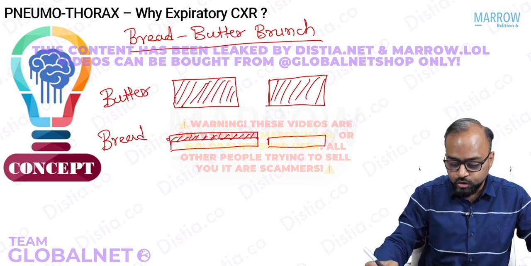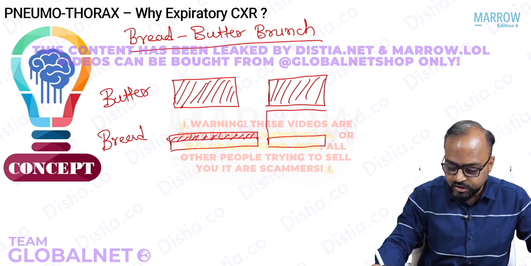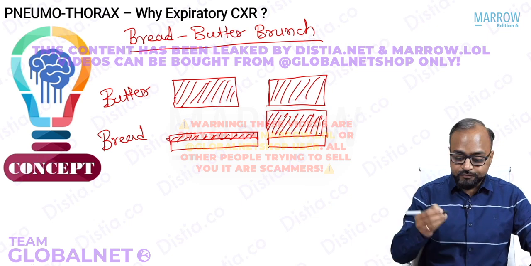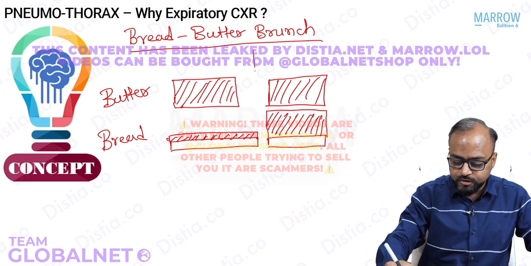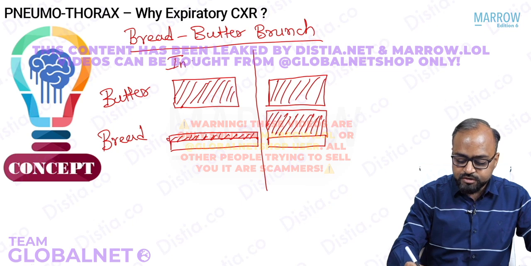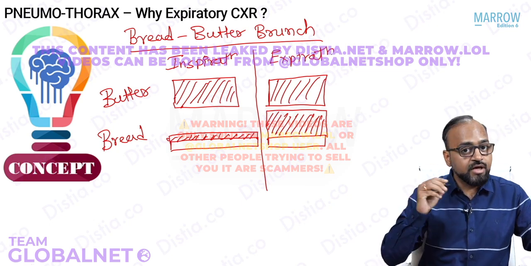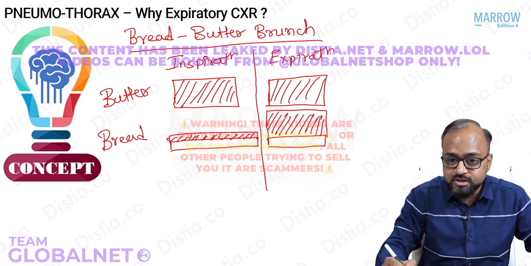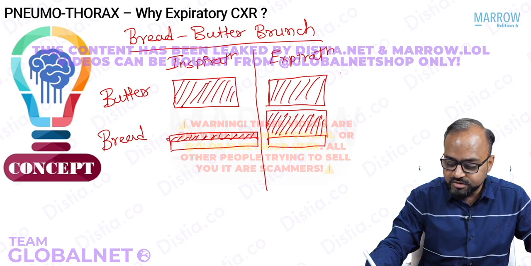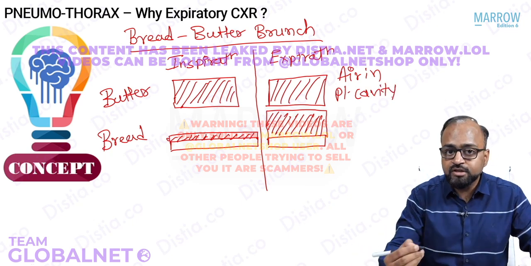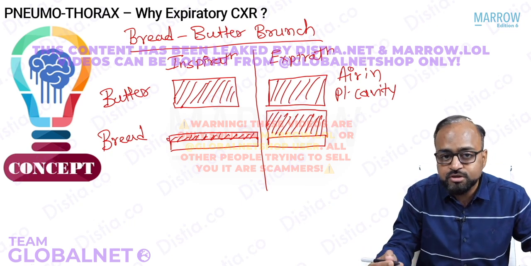But when you coat it on a smaller slice, what will happen? Naturally, you will get a much thicker layer. Isn't it? This is quite logical. Now, the first example that I've given you in this particular situation here is inspiration. The second situation here is expiration, right? The amount of butter here was equal in both inspiration and expiration. What is this butter? This is nothing but the air in the pleural cavity. That is the pneumothorax. So does the amount of air in the pleural cavity or pneumothorax change in inspiration and expiration? No, it does not.